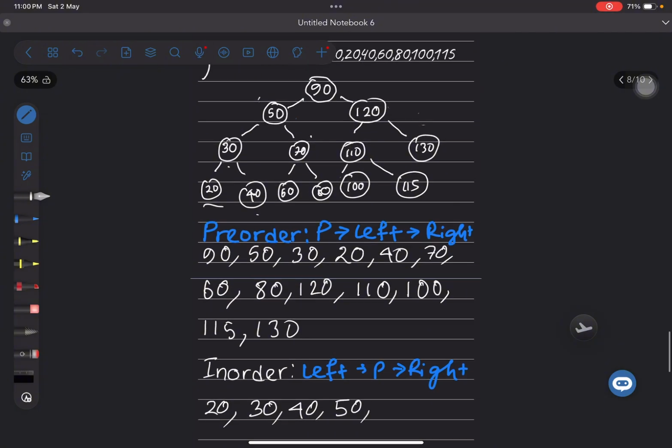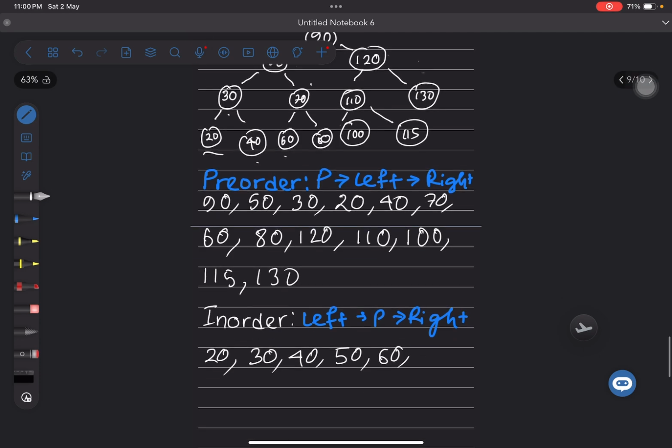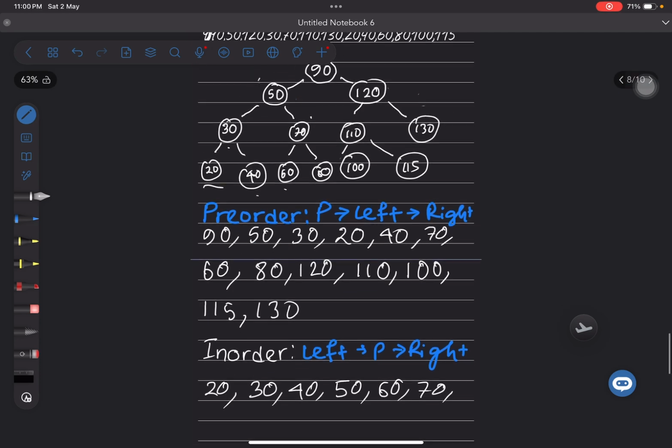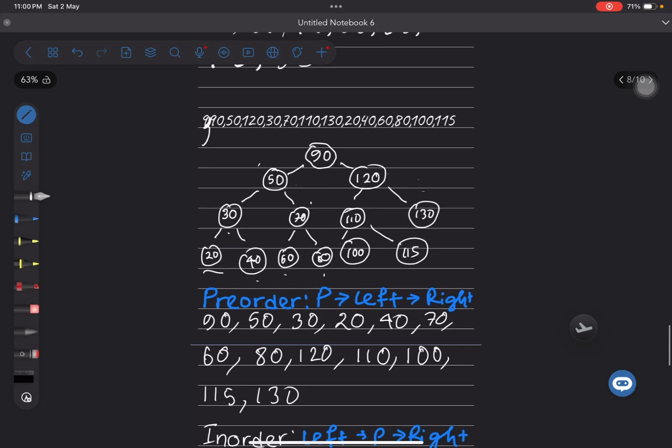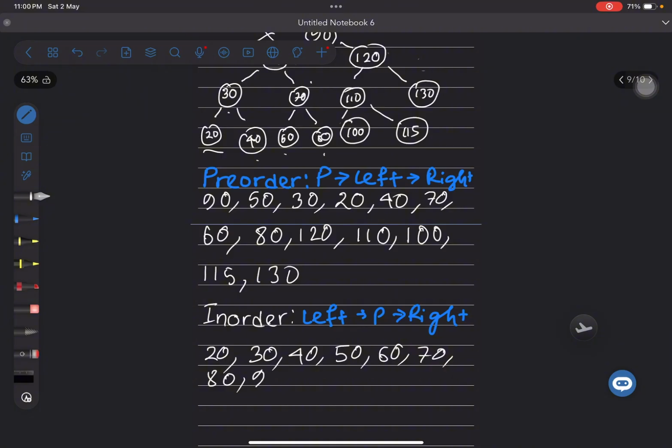Now we go to the right, but since it has children, we have to come to the children first. 60. No more sides of 60, so we go back to the parent. 70. What is the right of 70? 80. We write 80. Now this entire left tree is done, so we hit the parent, which is 90.